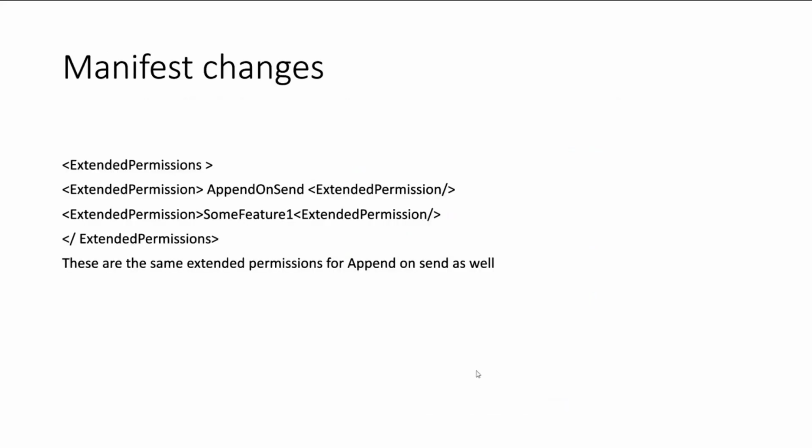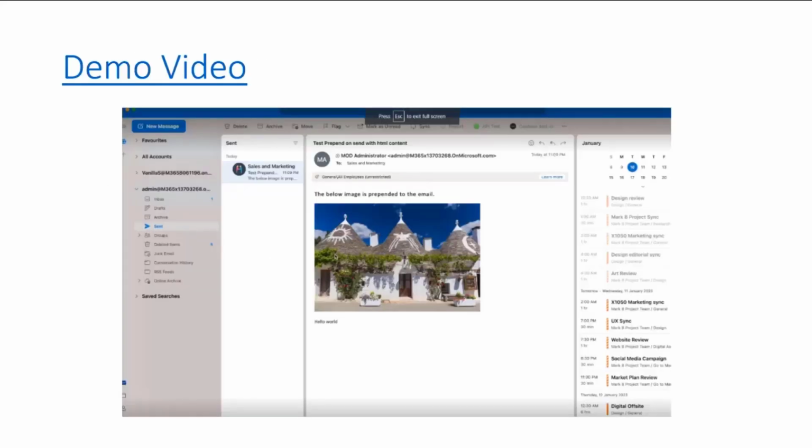The manifest changes are a little tricky. This is a tough call, but essentially what we are going to do is the extended permissions that we used for append on send will also turn up for prepend on send. So in the extended permissions section, you'd have to mention append on send in your manifest, and that should get append on send and prepend on send working for both. The manifest changes, maybe I'll show you how it quickly looks.